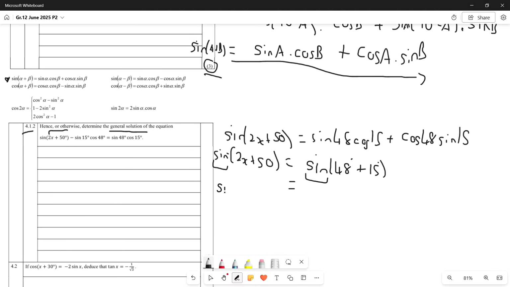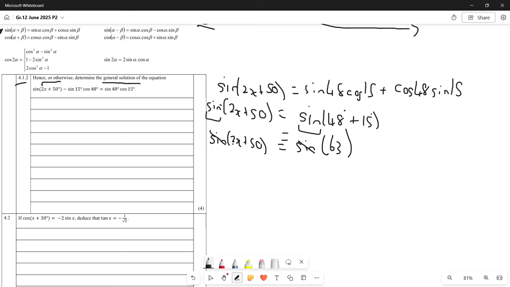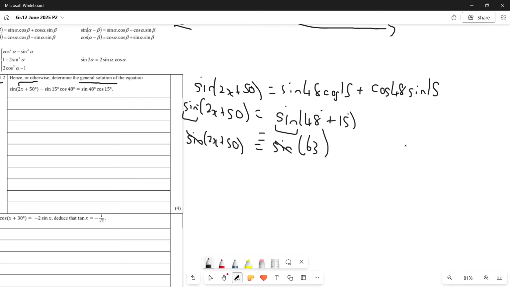So that means we have sine 2x plus 50 over here. This equals our sine 63. At this stage, we're good to go. So we can divide by sine on both sides. So we cancel sine and we cancel sine, but we do not try and solve for the x individually, because at this stage, according to our CAST diagram, this was our reference angle, which meant it was a positive sign here. Otherwise, we would have had a negative here if we took something over.